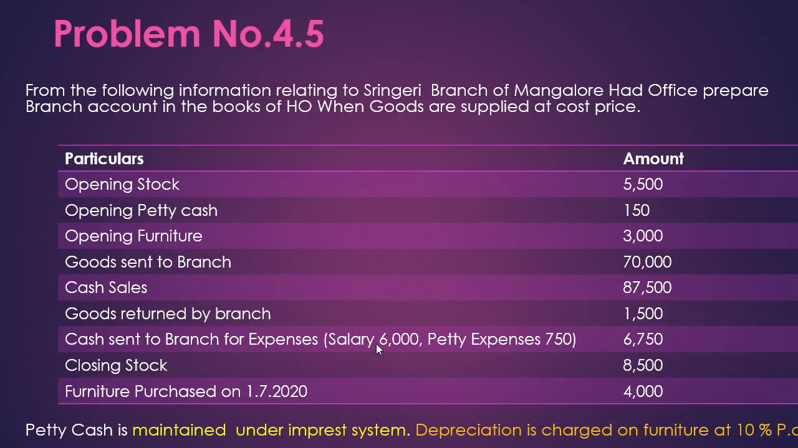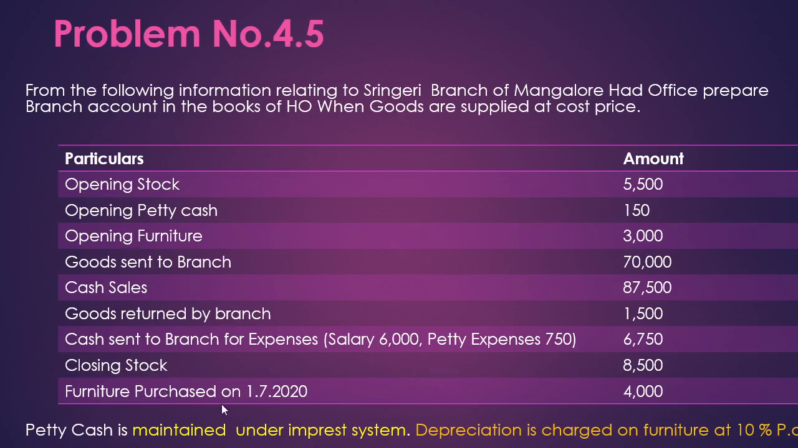Cash sent to branch for expenses. So here the expenses are like salary and petty cash. So for this, the cash sent by the head office to branch, you are going to write on the debit side because the branch will receive the amount. So branch account debits to bank account. The closing stock they have given 8,500. So here you can observe they have given opening stock, opening petty cash and opening furniture. But they have given only one piece of information here, closing stock. So that indicates you need to find out closing furniture as well as closing petty cash. So let me see further.